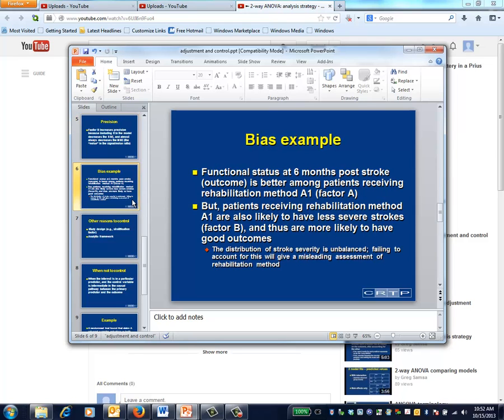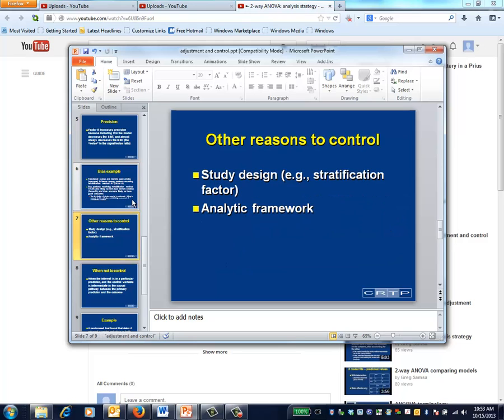To illustrate bias, this slide walks you through the argument in the previous stroke rehabilitation example. If patients with very severe strokes tend to receive a certain method of rehabilitation, that method will tend to generate worse outcomes unless severity is included in the two-way ANOVA model as a covariate. What else might you wish to include as a covariate?